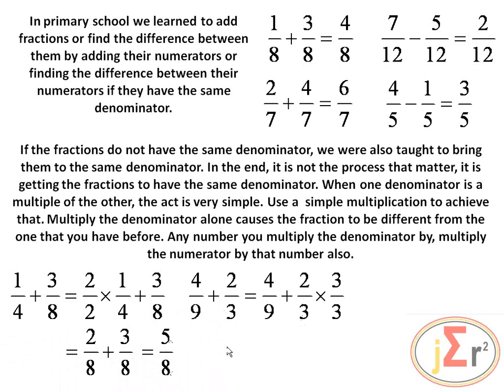We have another one. 4 over 9 plus 2 over 3. For the 2 over 3, we have 3 to multiply by 3. The result is 9. And we need to multiply the numerator by 3 also. So this 2 over 3 may be converted to 6 over 9. And that is easy. 10 over 9 when we add those numerators.